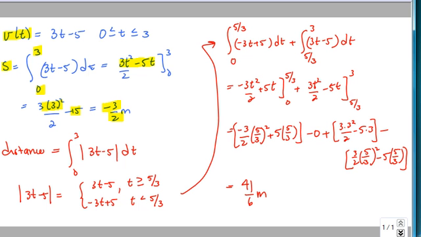The distance, on the other hand, is a little bit more complicated. The distance traveled is the absolute value of the velocity function between 0 and 3. So the first step is I have to take my absolute value function and split it into a piecewise function, and it switches at 5/3.